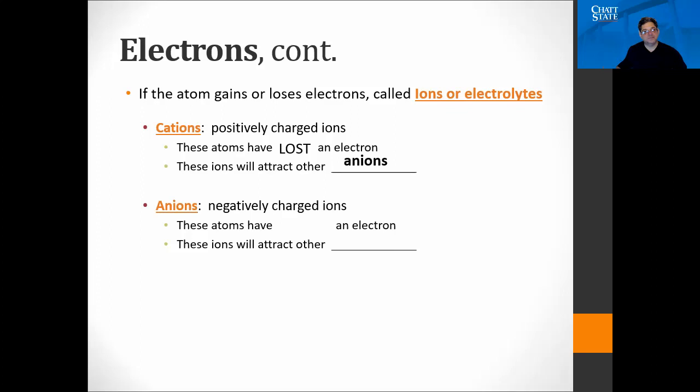So if an atom happens to lose an electron, it becomes what's called a cation. This becomes a positively charged ion because it lost negativity. And of course, a cation will naturally attract an anion, which is going to be negative. Why are anions negative? Because they have gained another electron. So this is what we're going to see with sodium and chlorine in lab. Sodium becomes the cation because it loses its electron right here.